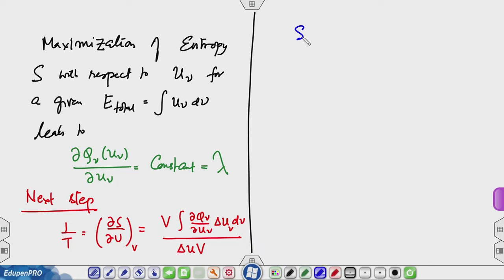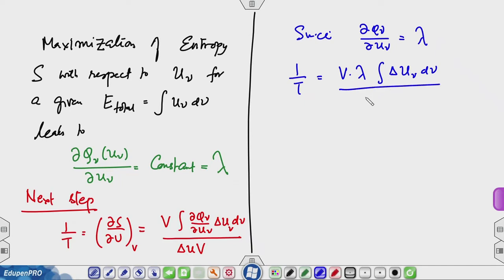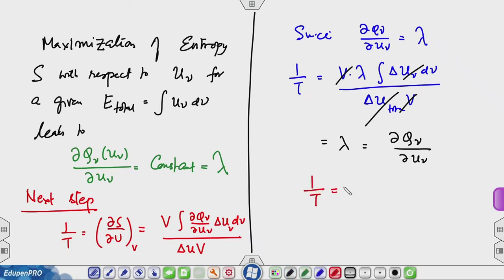Now, since del phi nu over del u nu is lambda, this can be taken out. So I get 1 over T equals V lambda integration delta u nu d nu divided by delta u total V. Now we can cancel certain terms. V cancels, delta u total cancels with this. So this is equal to lambda, which is nothing but del phi nu over del u nu. So I get the final result that 1 over T is del phi nu over del u nu.